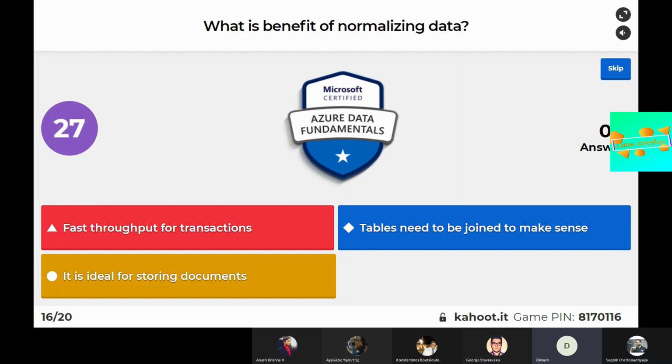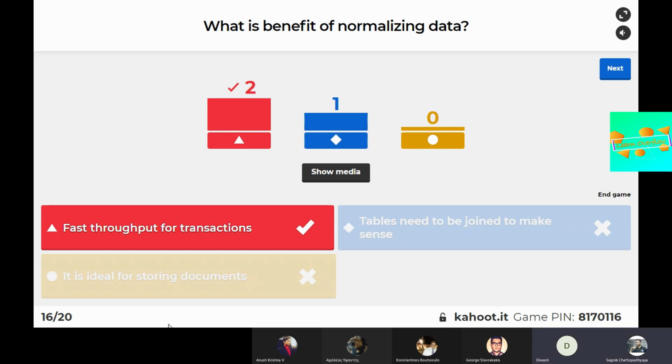What is the benefit of normalizing data? Fast throughput for transactions. Tables need to be joined to make sense. This is a direct question from Learn paths and documents. Learn clearly says the benefit of normalizing data is the fast throughput for transactions, and it describes it in detail too. So whenever you go through the Learn path, it's better to go through this. All right, let's just fast forward.